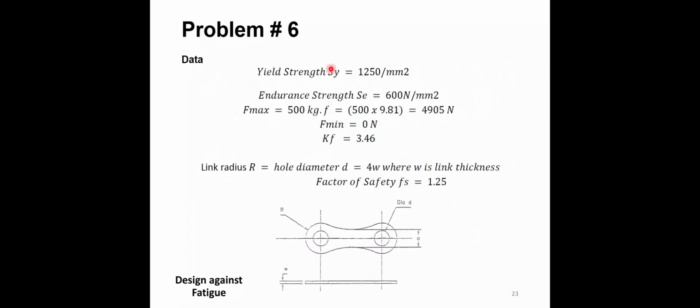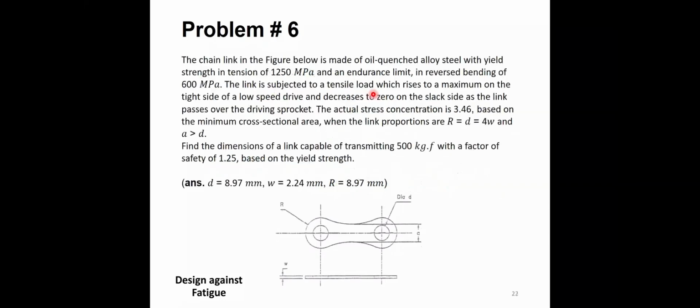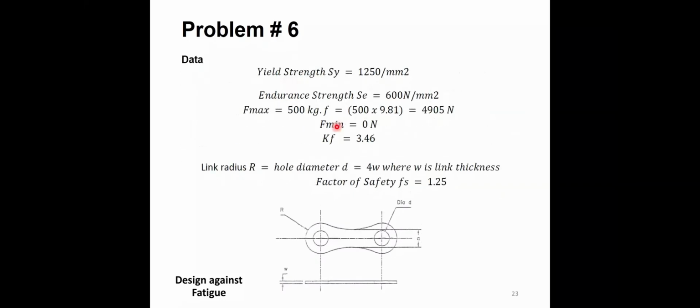Again, yield strength of the material is given as 1250 megapascal. There is a mistake here. This is supposed to be Newton per millimeter squared. The endurance strength of the material is given as 600 Newton per millimeter squared. The maximum force is given in kilogram force. So you need to multiply this force by the gravitational acceleration to convert it to Newton. So it's times 9.81. So this gives us 4,905 Newton.